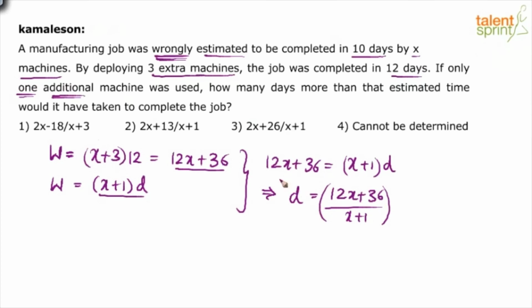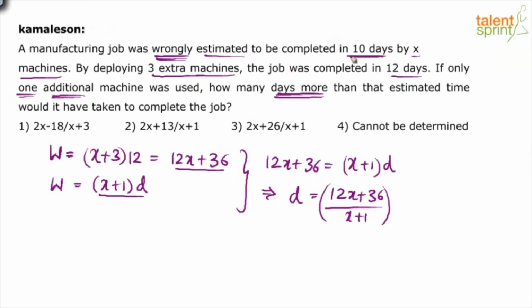But what is asked in the question? How many days more than the estimated time would it have taken to complete the job? The total number of days when the extra machine is used would be 12x plus 36 by X plus 1. But it's not asking us to find out the total number of days. It's asking us to find out the number of days more than the estimated time.